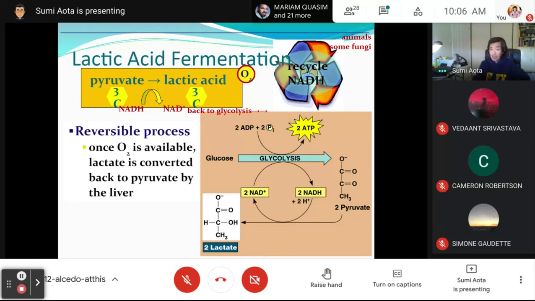And that's why, as Vedant said earlier, it burns when you first do this, and it's painful. And then in that recovery period where you're breathing heavily, your liver is now converting that lactate back to pyruvate, then all the mitochondria in your muscles are converting the pyruvate to carbon dioxide and regenerating ATP as fast as they possibly can.